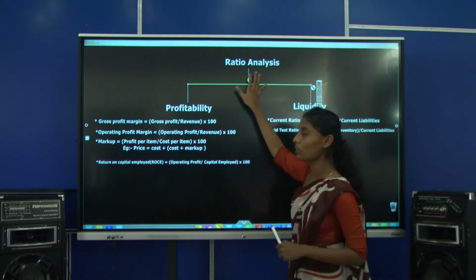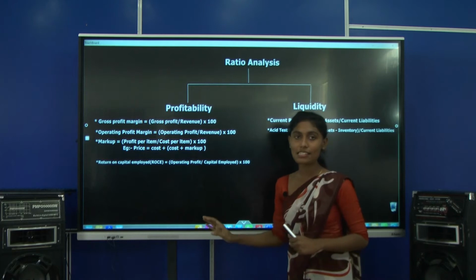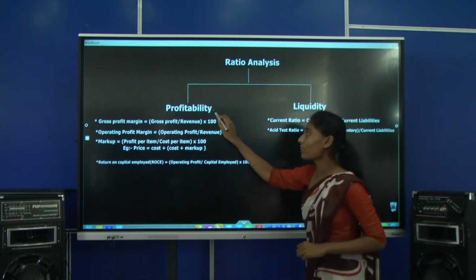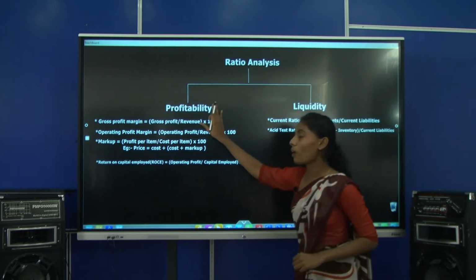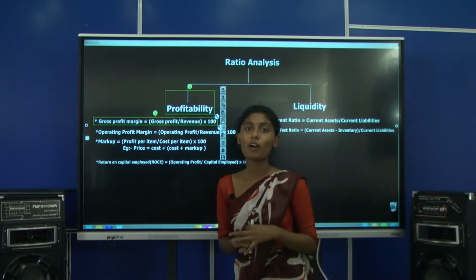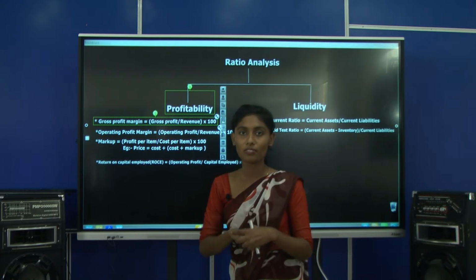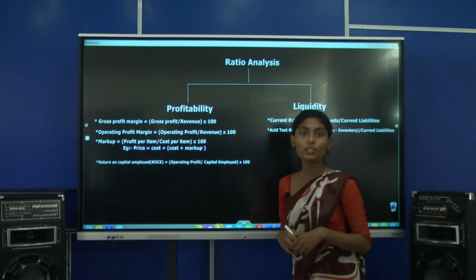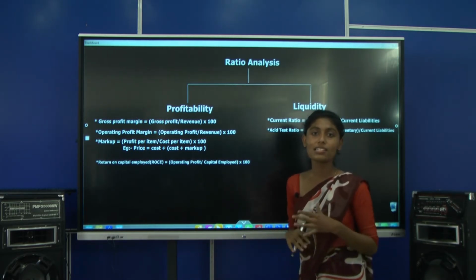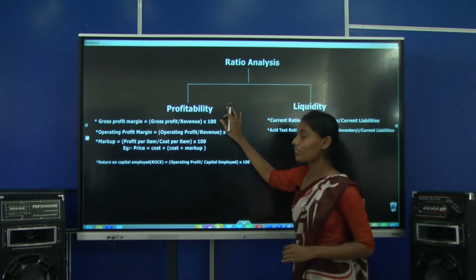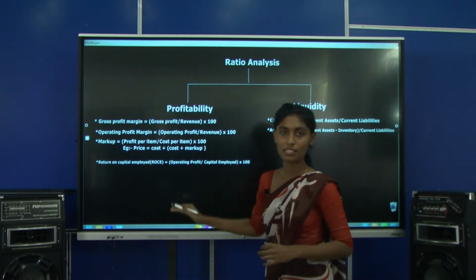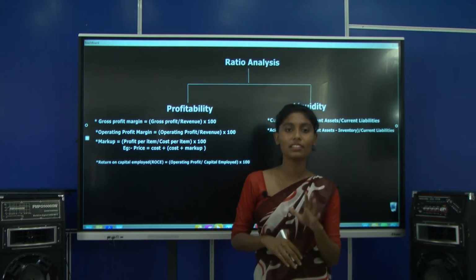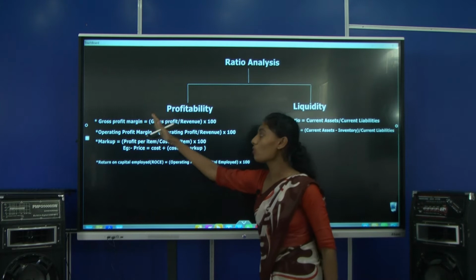It's a mathematical formula. In business studies we calculate profitability and liquidity ratios. In profitability ratios, we calculate the profits of the business, the ability of the business to earn profits. And in liquidity, we try to understand how much money the business has in hand. In profitability we see how much profit the business can earn, and in liquidity how much cash they have in their business. So under profitability we have four ratios.